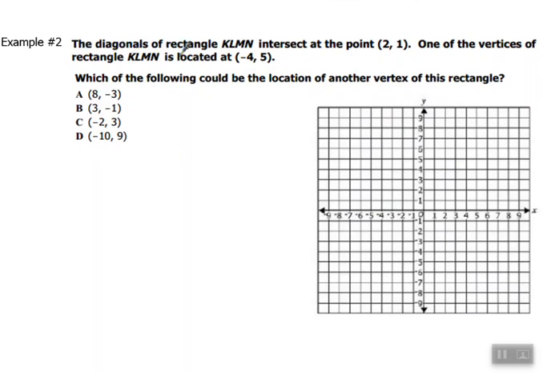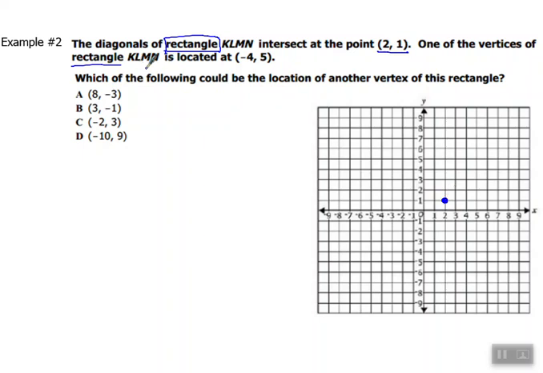The diagonals of rectangle KLMN intersect at the point 2, 1. One of the vertices of rectangle KLMN is located at -4, 5. Which of the following could be the location of another vertex of this rectangle? Let's start plotting what they gave us. So we have the point 2, 1. That's where the diagonals intersect.